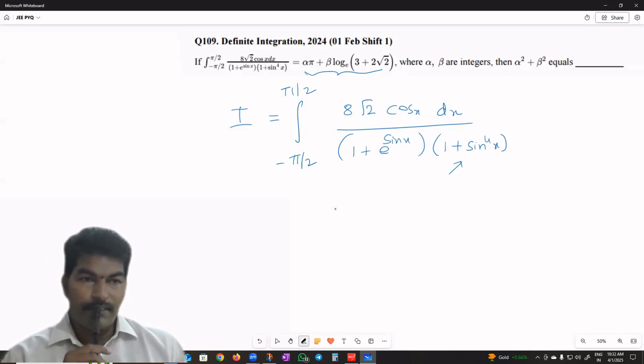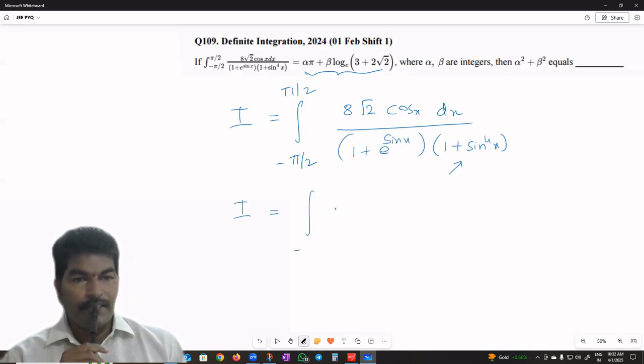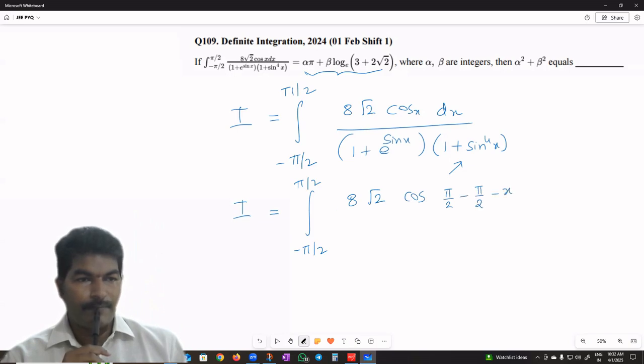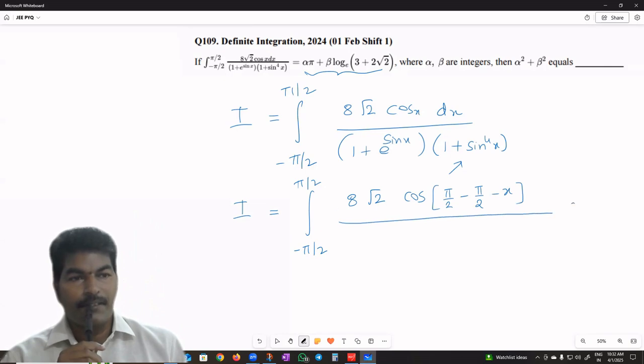Later we need to simplify this part into something like 1 plus x power 4 and solve it. And the remaining part, we can use the P4 rule and solve it. So use the P4 rule. From minus pi by 2 to plus pi by 2, use the P4 rule here: 8 root 2 into cos of A plus B minus x, dx. The denominators also do the same.